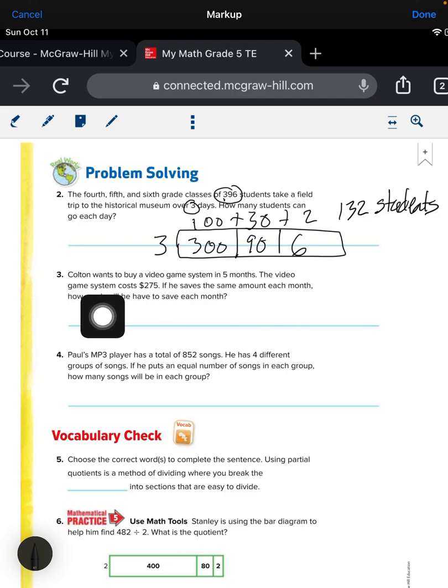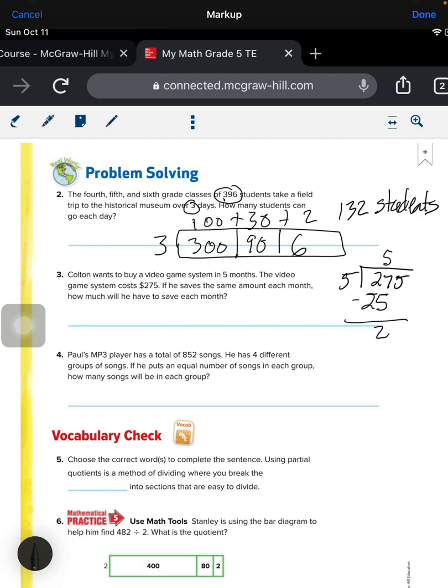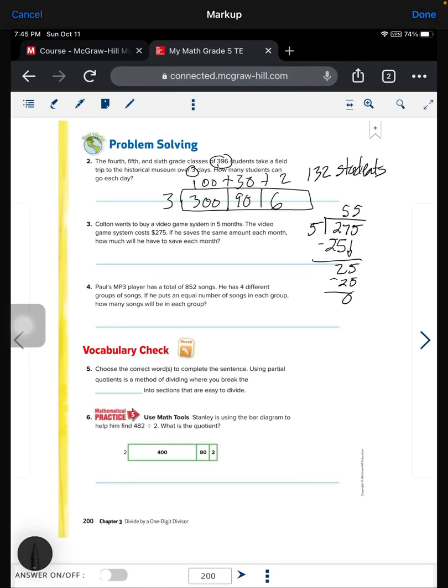Colton wants to buy a video game system in 5 months. The video game system costs $275. If he saves the same amount each month, how much will he have to save by the end of the month? I'm just going to do this the regular way. That's my favorite. All right, 5 won't go into 2, but it will go into 27. So it'll go into at least 5 times. Then we have 25. 27 minus 25 is 2. Bring down the 5, makes 25. 5 will go into 25 5 times. 5 times 5 is 25. 0. So he'll have to save $55 a month.